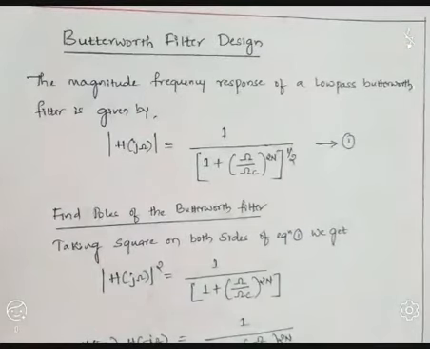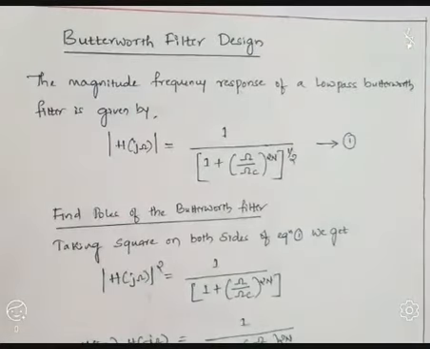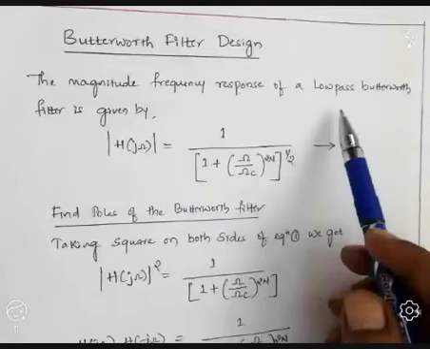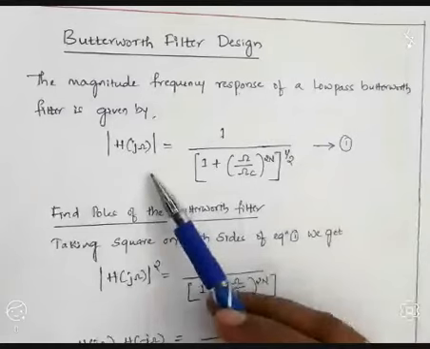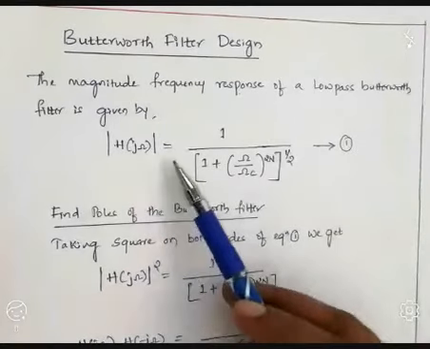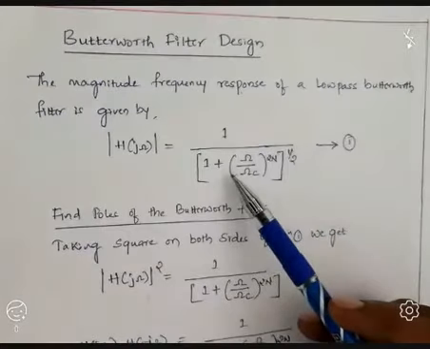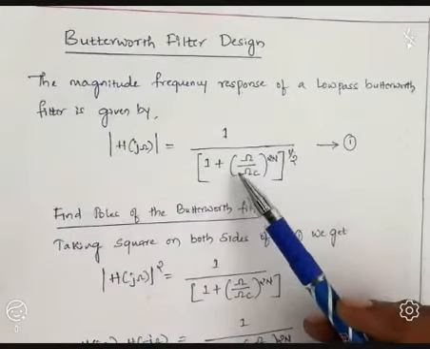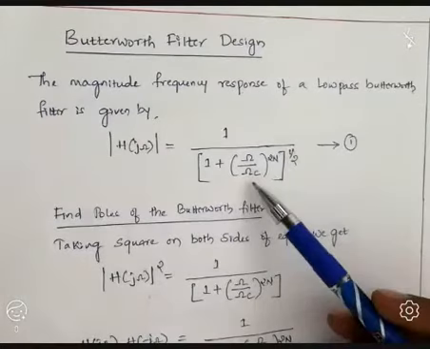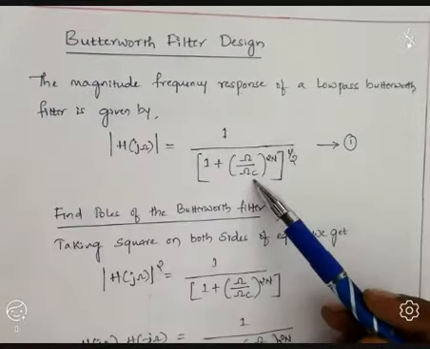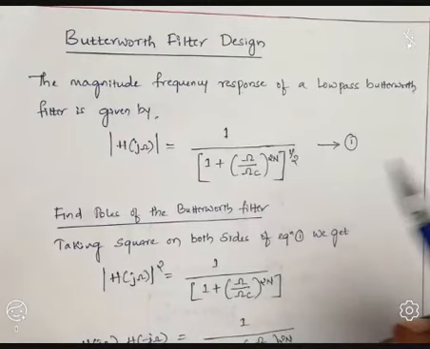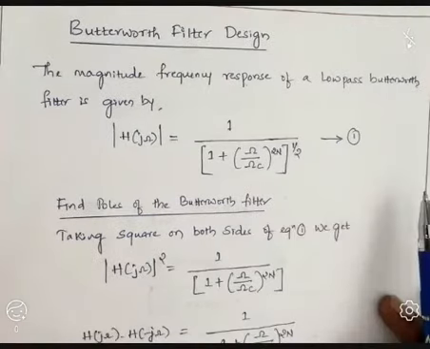See here, the magnitude frequency response of a low pass Butterworth filter is given by the equation H of j omega equal to 1 divided by, inside the bracket, 1 plus omega divided by omega c to the power 2n, whole to the power 1 by 2. Let us represent it as equation number 1. Now these two parameters will indicate the frequency components of the filter.